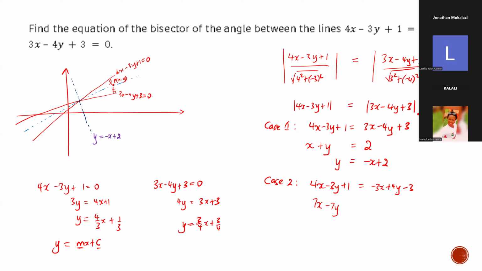If I bring the minus 3 here, then plus 4 is equal to 0. And I realize this is the line 7y is equal to 7x plus 4. If you were to divide by 7, that would be y is equal to x plus 4 over 7. And now that must be this line right here. So y is equal to x plus 4 over 7. So that would be that angle bisector.